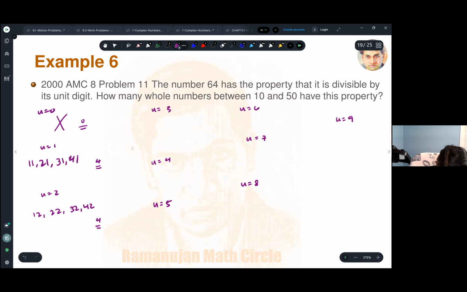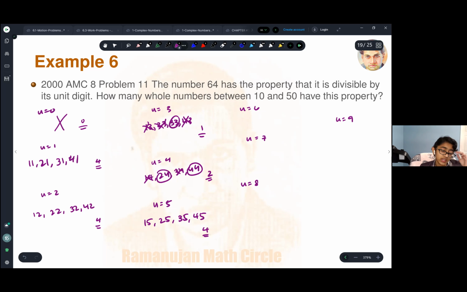So that's 4. Now we'll start to get to the cases where things don't work. So we have 13, 23, 33, and 43. None of these work except this one. So that's 1. Here it would be 14, 24, 34, and 44. Neither of these two work, so it's just 2. Okay, so 15, 25, 35, 45. All of these work, so 4 work.